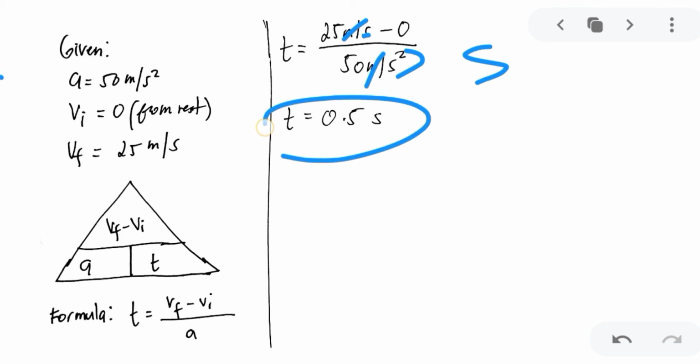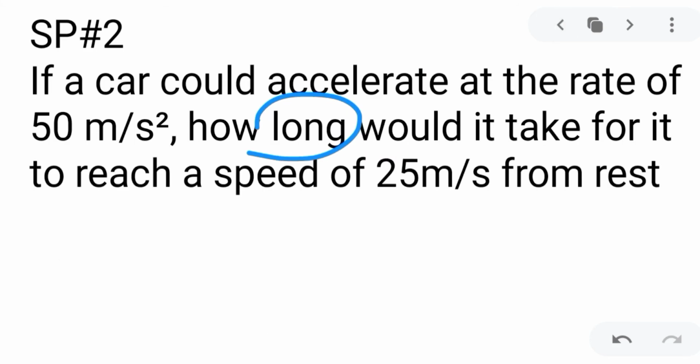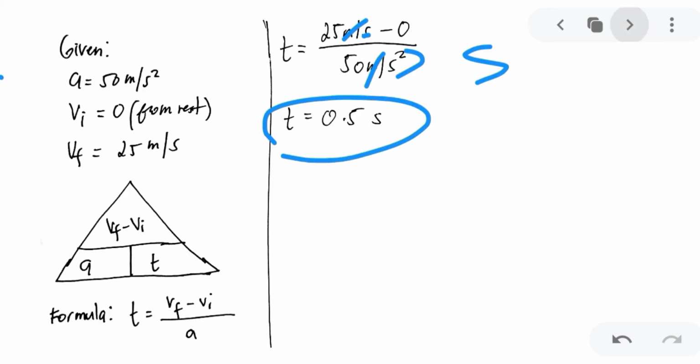Therefore, the answer is 0.5 seconds, meaning to say it will take about 0.5 seconds for it to reach a speed of 25 meters per second from rest. So the answer is this one.